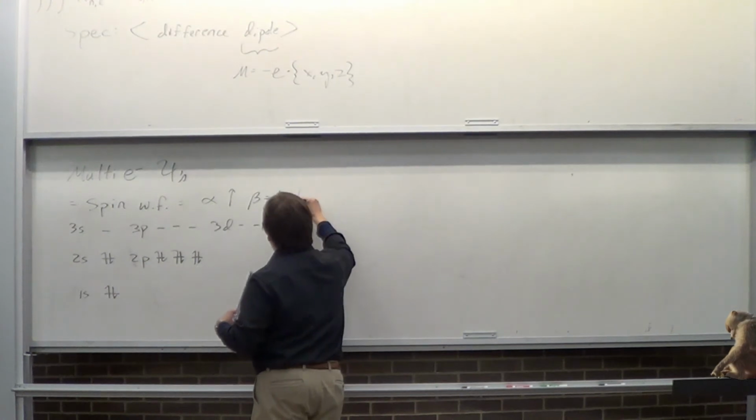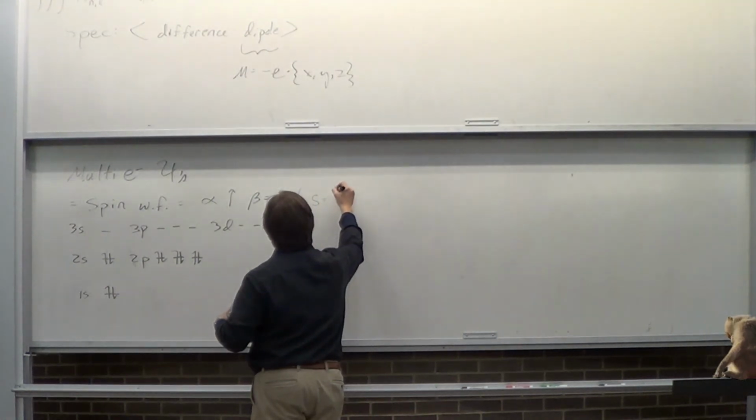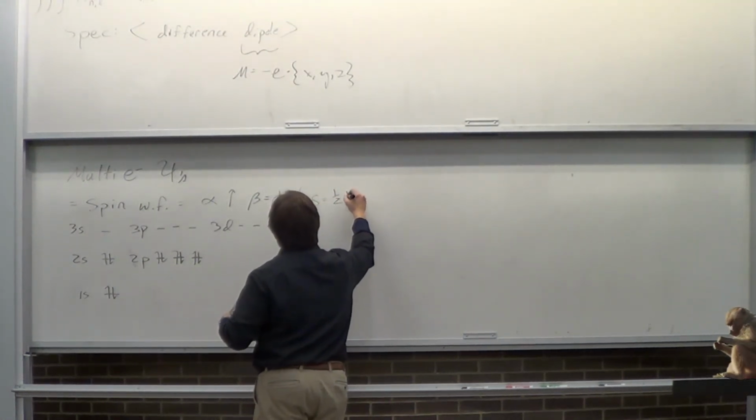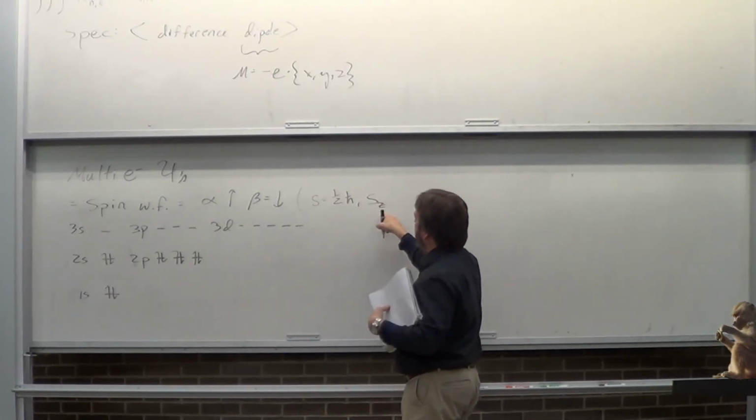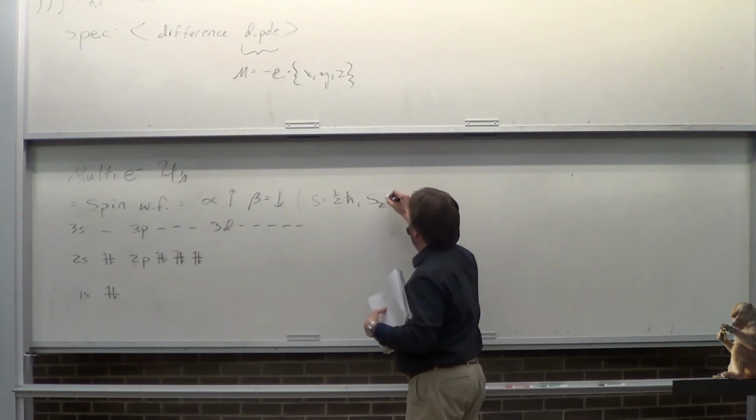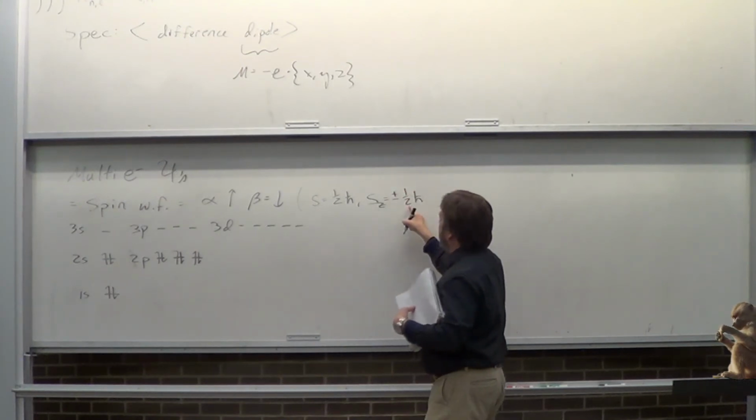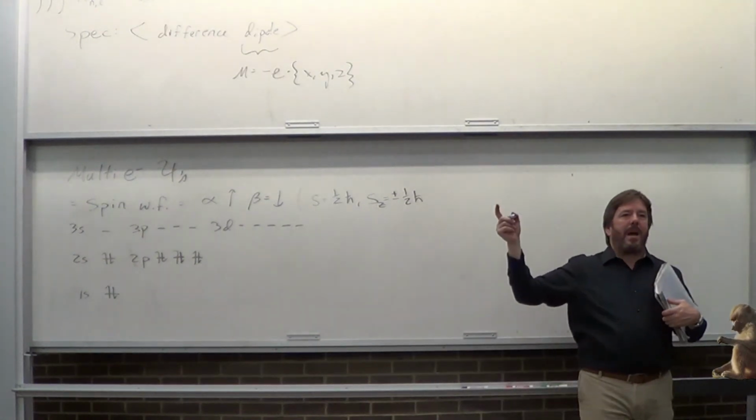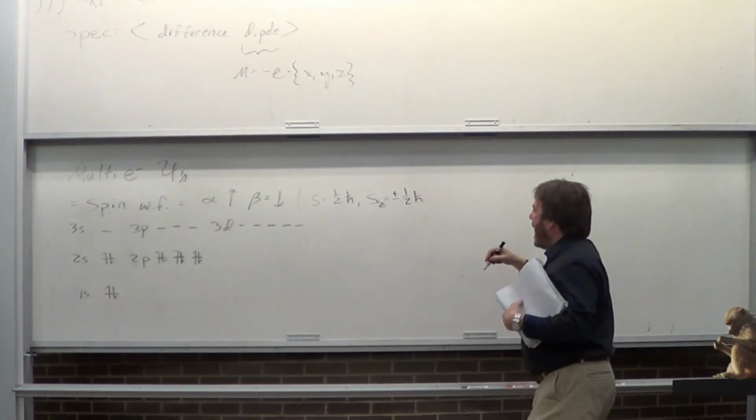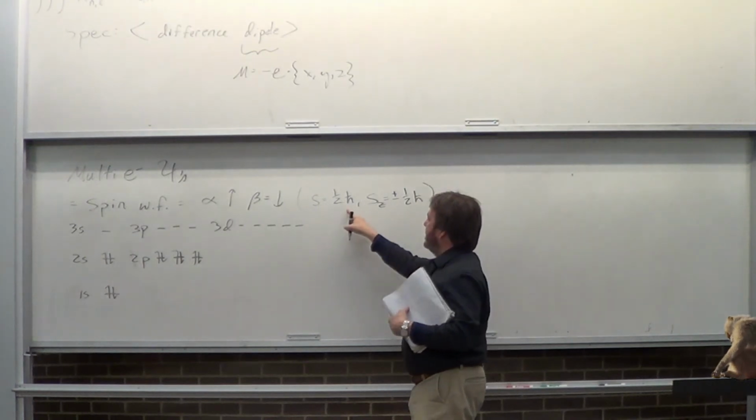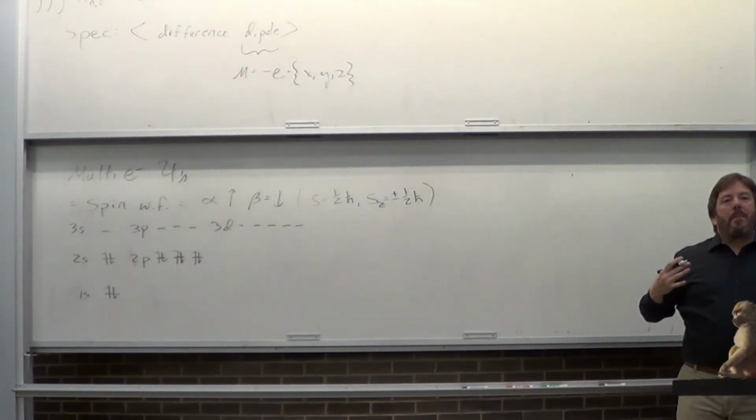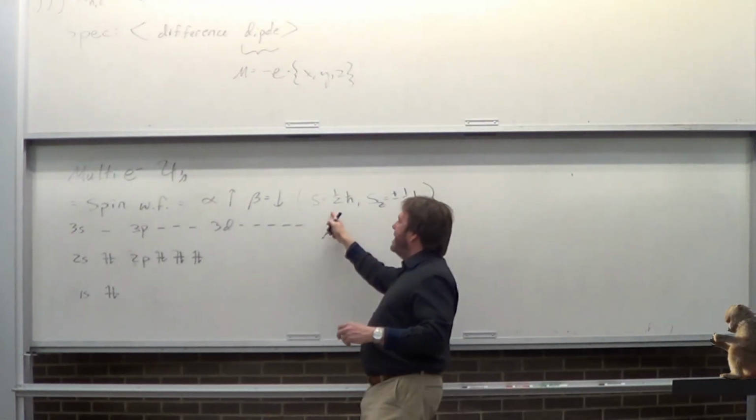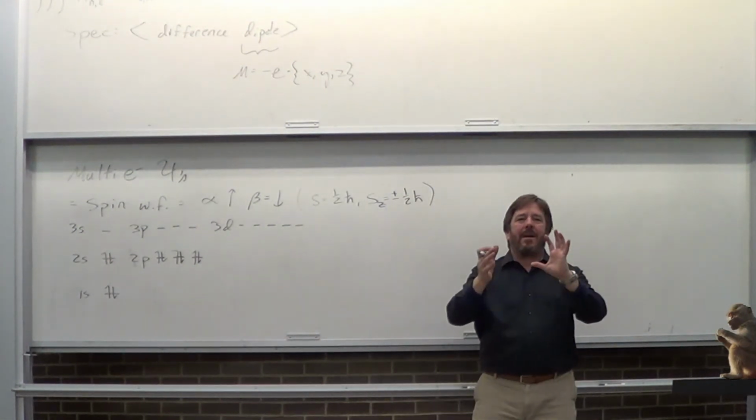Remember that. So S is 1/2 h bar. So the s sub z's are plus minus 1/2 h bar. Plus is alpha, minus is beta. So these have angular momentum. If I'm writing this out like this, it's angular momentum. So why no functional form? It's because it's not like rotating.